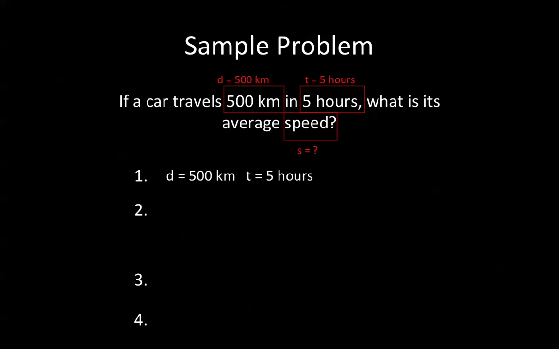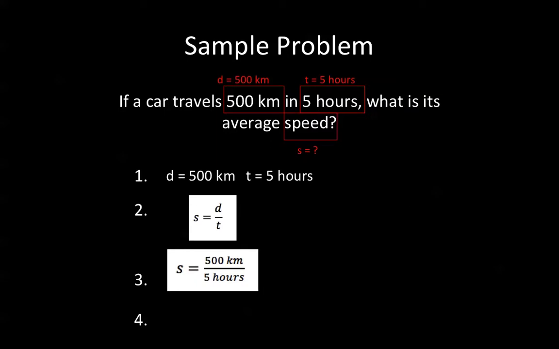Our second step, we write the formula we're going to use. We write down speed equals distance divided by time, plug in our numbers, and we get a final answer of 100 kilometers per hour.